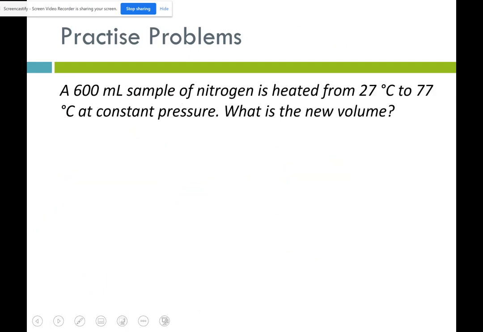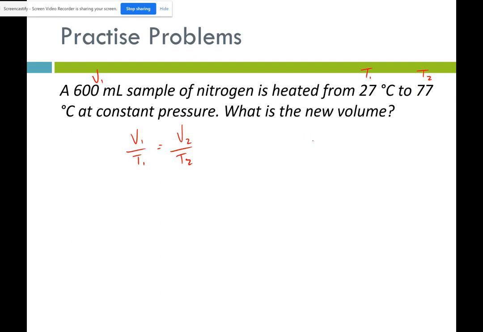Okay, let's try one more. Says a 600 milliliter sample of nitrogen is heated from 27 degrees Celsius to 77 degrees Celsius at constant pressure. What's the new volume? So we're still going to be using here V1 over T1 equals V2 over T2. So the sample starts off at 600 milliliters and 27 degrees Celsius. So that's my V1 and my T1. Okay. But my T2, my secondary temperature, is what it heats up to, which is 77 degrees Celsius.